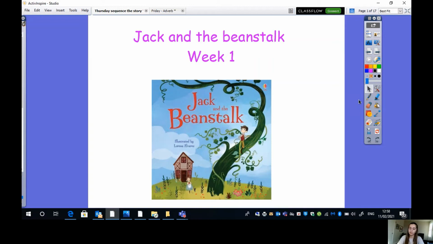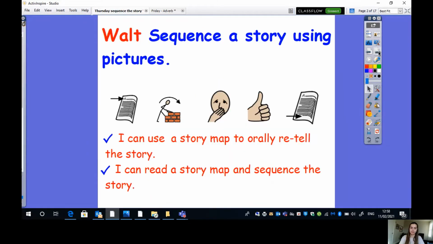Good morning, Year 1. Welcome back to our story this week, which is Jack and the Beanstalk. Today we are going to sequence a story using pictures. You're going to be able to use the story map to retell the story, and you're going to read the story map so you can sequence it.